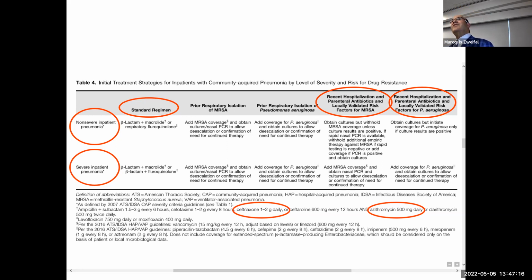Here, they will tell you if you have prior respiratory isolation of MRSA, or respiratory isolation of Pseudomonas, here you add MRSA coverage, then get cultures. Here you can observe. Here you can observe if you had history of Pseudomonas and non-severe. If you have severe with history of Pseudomonas, we need to cover Pseudomonas. Here, if they had any high risk for MDR, like IV antibiotic in the last 90 days, you have to treat in severe and non-severe for the Pseudomonas or the MRSA. Make sense? Okay.